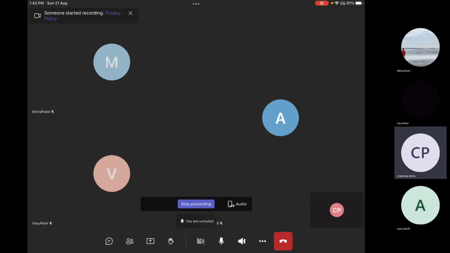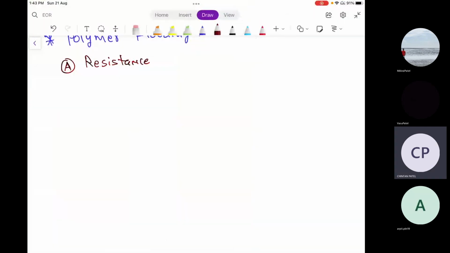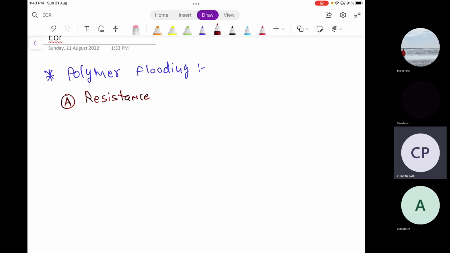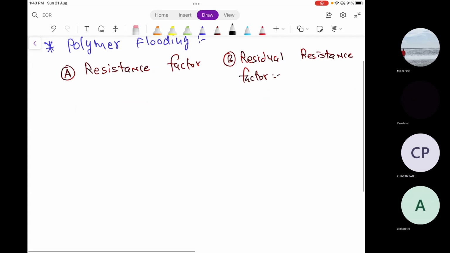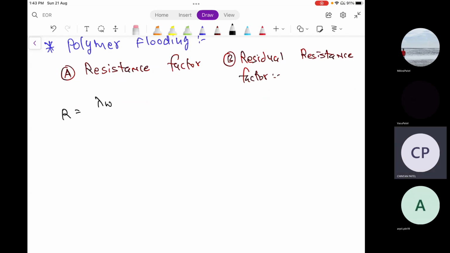Sorry, guys, I had a call. So inside polymer flooding, we have two terminologies. One is the resistance factor, and another one is the residual resistance factor. The resistance factor is the ratio of mobility of water to polymer. So you can say KRW divided by KRP times mu P divided by mu W.